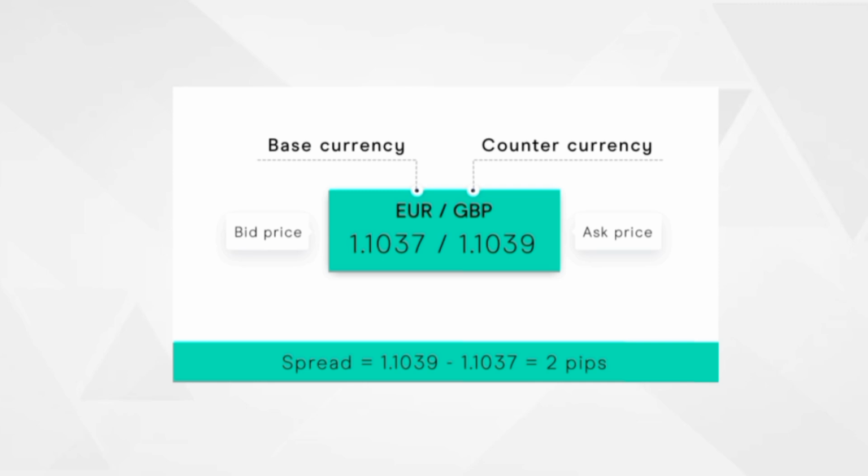You can see here the base currency and the quote currency. You can see that the bid price is 1.1037, and then the ask price is 1.1039. So that difference between the ask price and the bid price is what we call spread, and it's 2 pips.